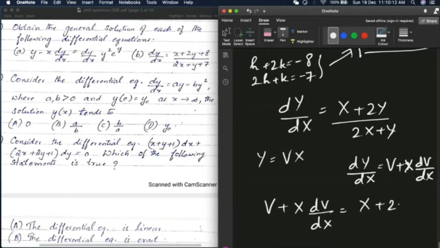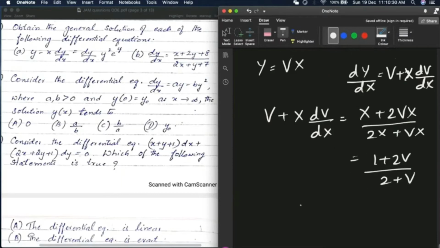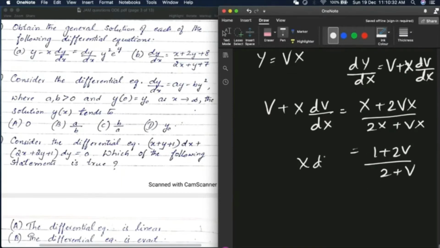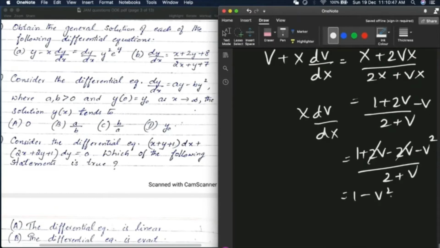Is equal to x plus 2vx divided by 2x plus vx. So x goes, this becomes 1 plus 2v by 2 plus v. So x dv by dx you can write as minus v. So 1 plus 2v minus 2v minus v square divided by 2 plus v. So it's 1 minus v square by 2 plus v.